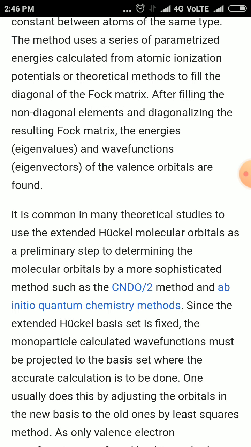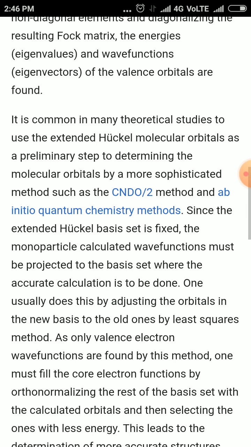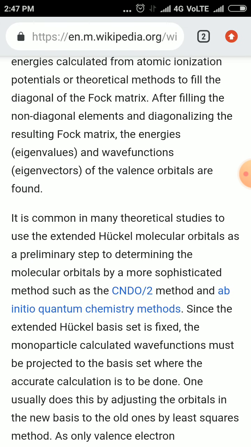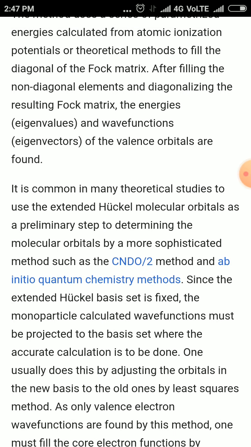It is common in many theoretical studies to use the extended Huckel molecular orbitals as a preliminary step of determining the molecular orbitals by a more sophisticated method such as CNDO, INDO, or ab initio quantum chemistry methods. Since the extended Huckel basis set is fixed, the calculated wave functions must be projected to the basis set where the accurate calculation is to be done.